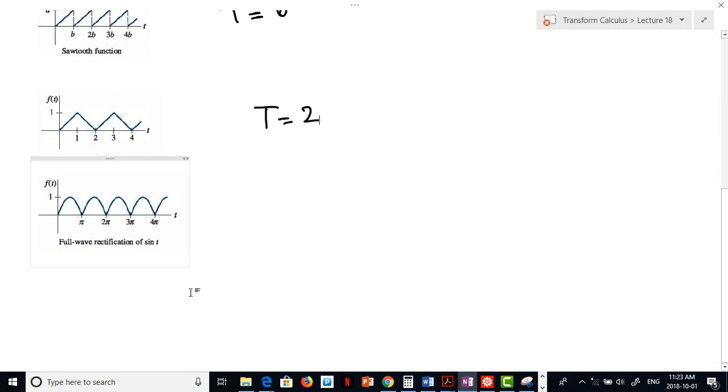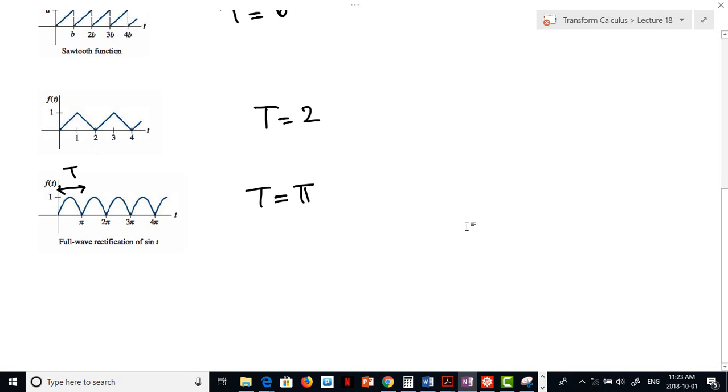The next example. In this example, we have sine t, but half sine. So the function starts from here, goes to pi. After pi, it repeats itself. In fact, this range of time is period. So in fact, here T is equal to pi, because the function repeats itself after pi seconds.